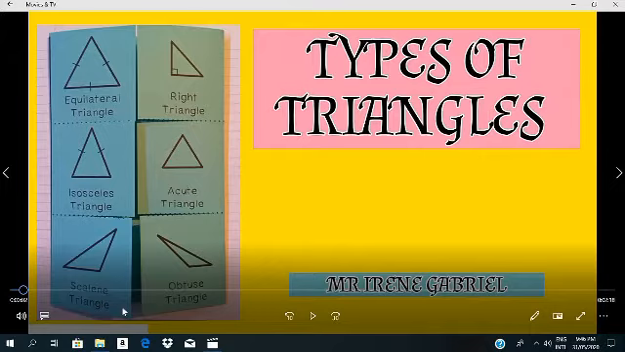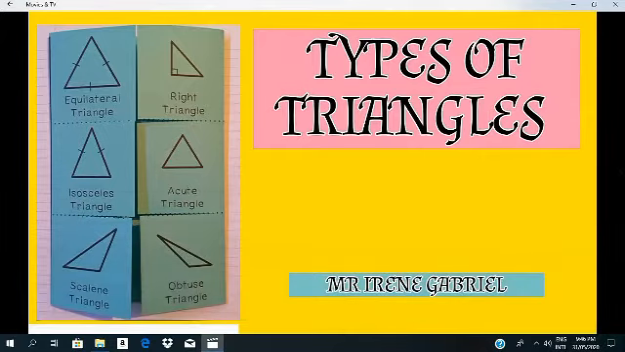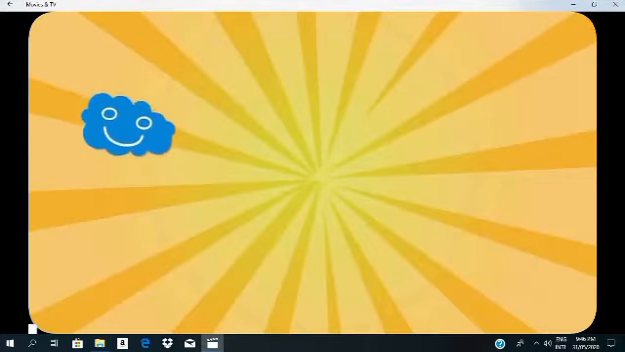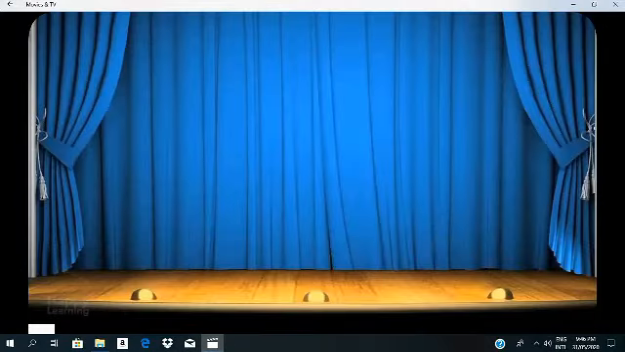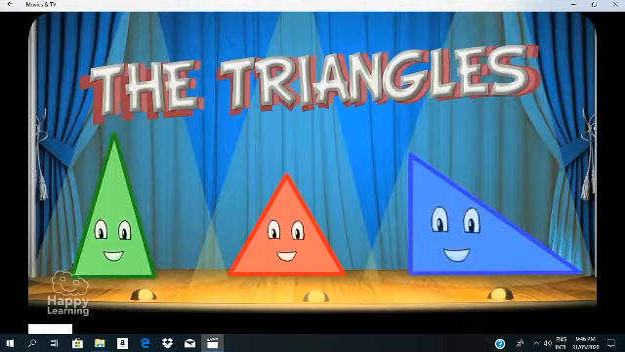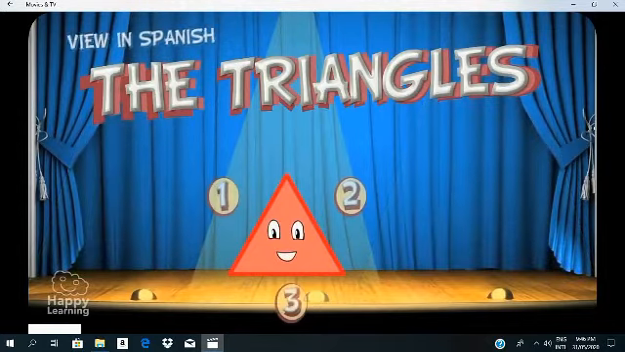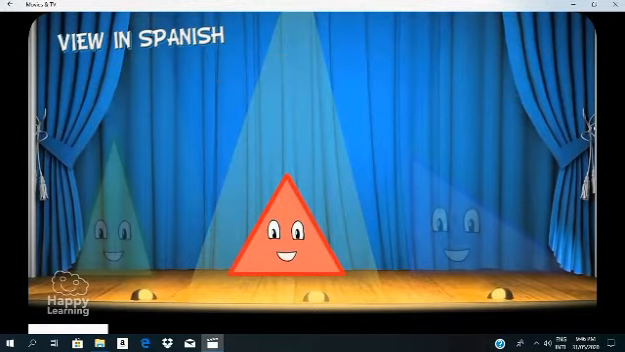Before we go into the types of triangles, I want us to explore some facts about triangles. One of our focuses here is, what is a triangle? Please write down important points as we progress in this teaching. A triangle is a polygon with 3 sides. We have 1, 2, 3 sides.